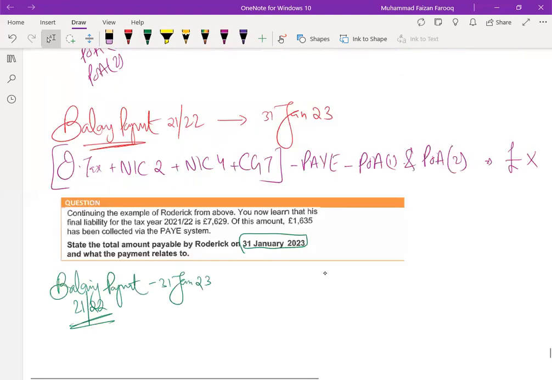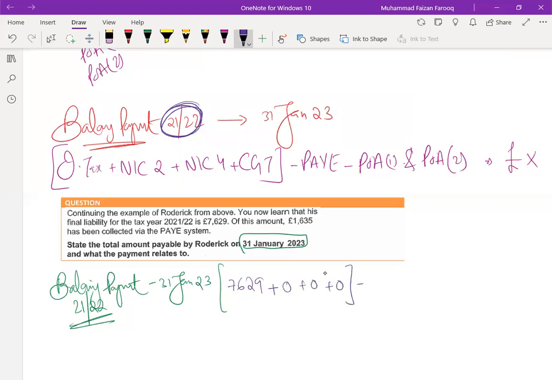The formula is here. Can you tell me the values of the formulas, please? Income tax, income tax plus NIC2, NIC4 plus CGT. There is no NIC2, there is no NIC4, nothing. We have only PAYE, which is 1635. And this is the balancing payment; we are taking the data for the same year.